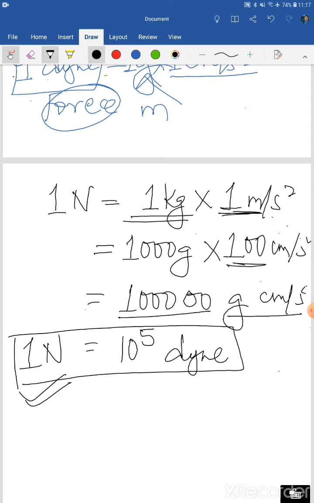So this is the relation of SI unit of force with CGS unit of force. Sometimes you may get a question, derive a relation between SI unit and CGS unit of force. So this would be your solution.